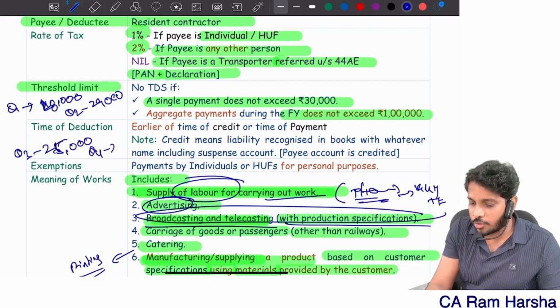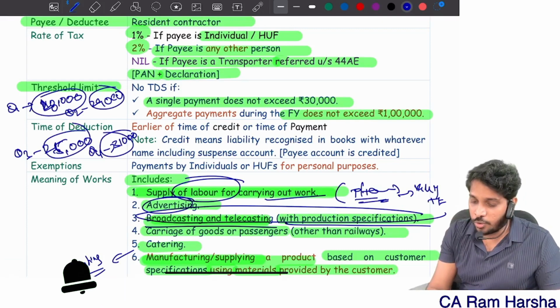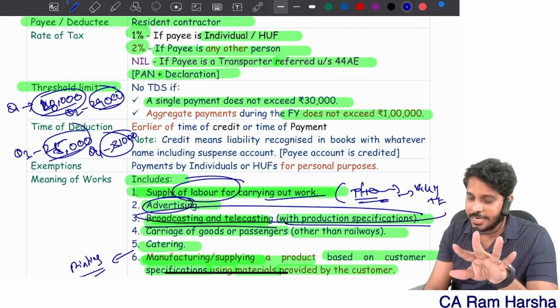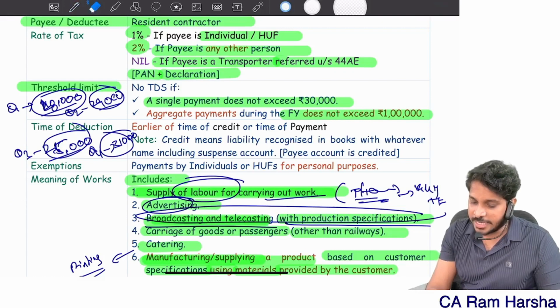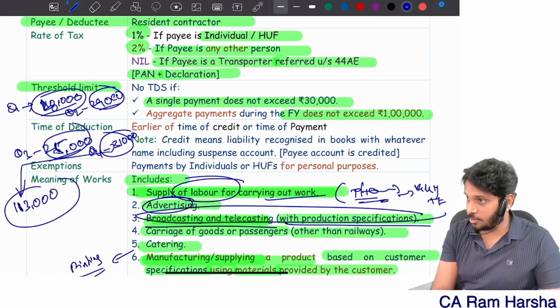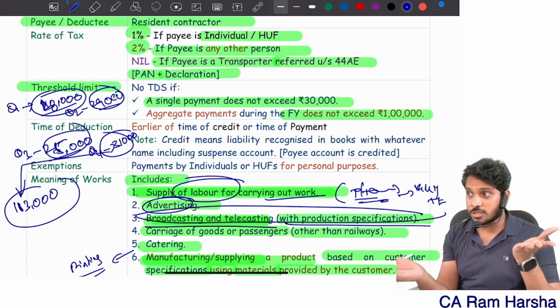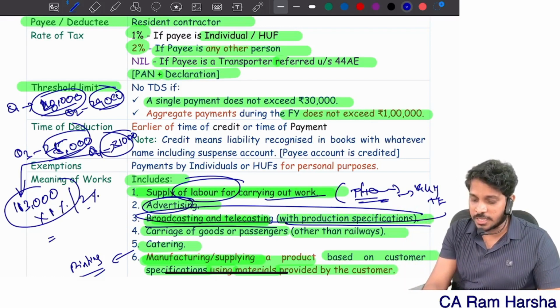In quarter 4, I paid 31,000. But you see, the total amount has crossed 1 lakh. Now in the quarter 4, how much did you pay? 28 plus 29, almost 57. 57, 62, 82, 82 plus 31 is 1 lakh 13,000. Correct? So when you pay the fourth time, it not only crossed 30,000, the total amount also crossed 1 lakh. Therefore, on the entire 1 lakh 13,000, 1% or 2% TDS will apply.